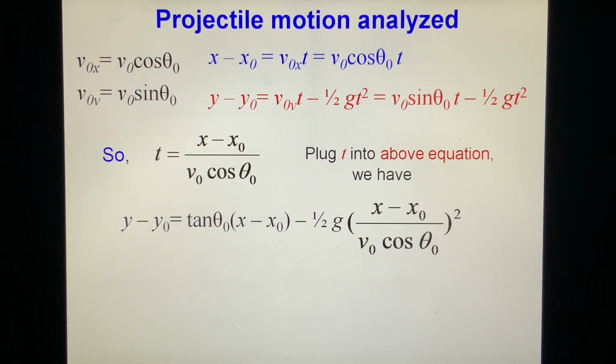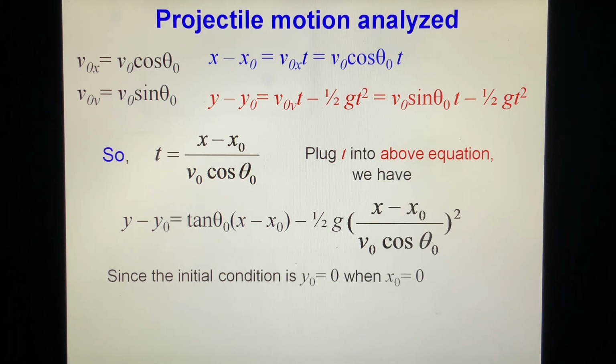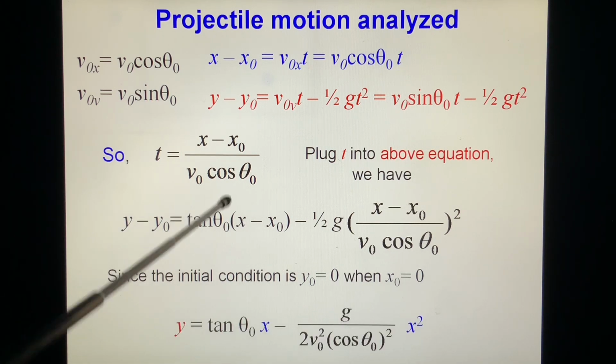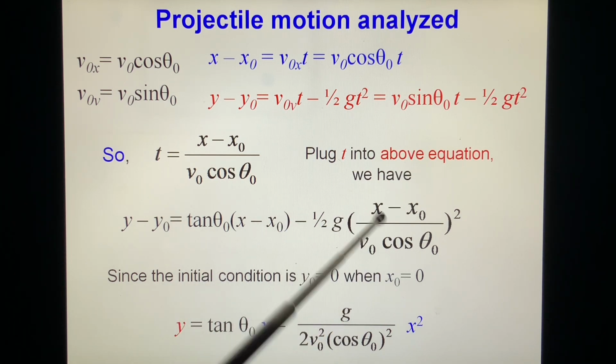Now, we usually take x0 equal to 0 and y0 equal to 0 as the origin of the reference frame. When we take these as 0, we get y equals tangent theta times x minus half g x squared over V0 squared cosine squared theta. The function y is a function of x with an x squared term, so we know this is a parabola. That's projectile motion.